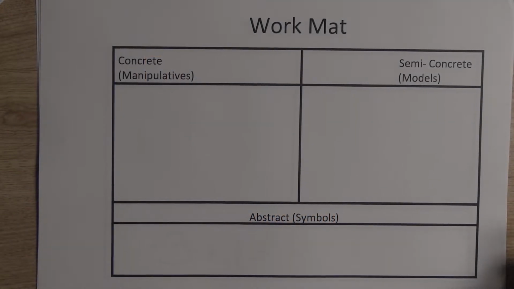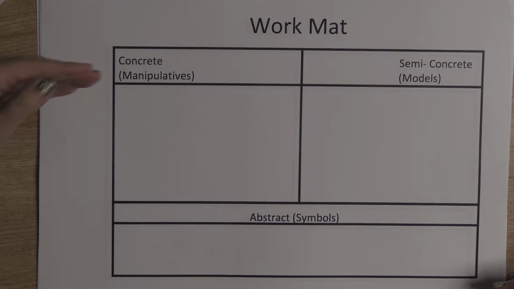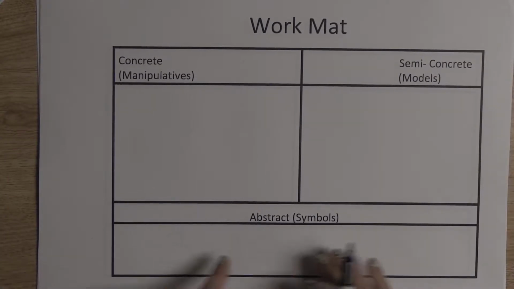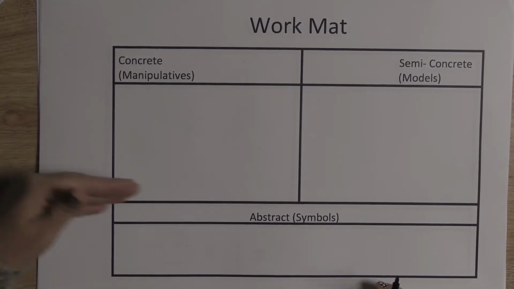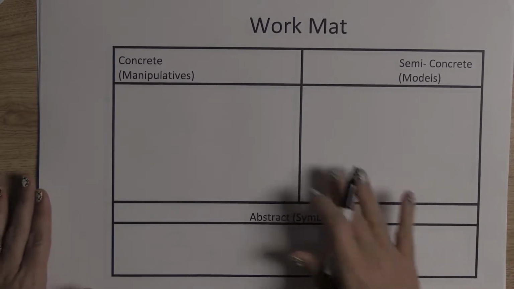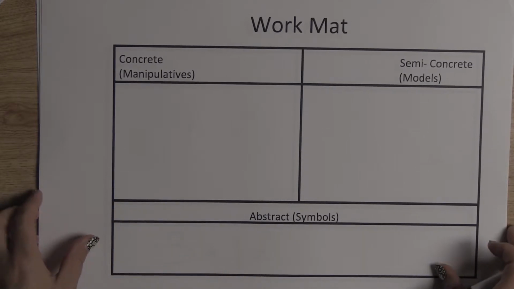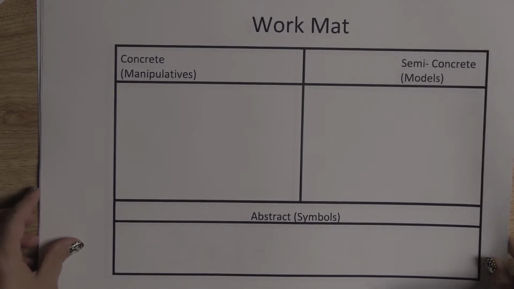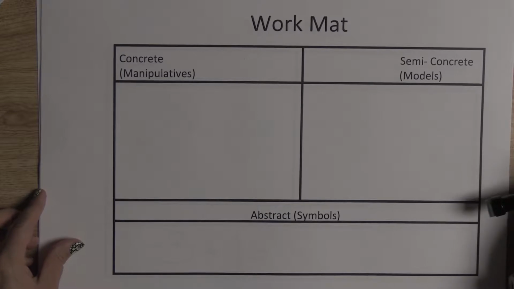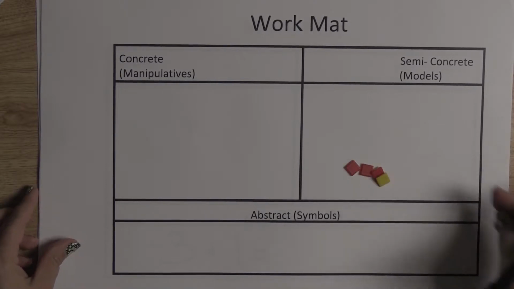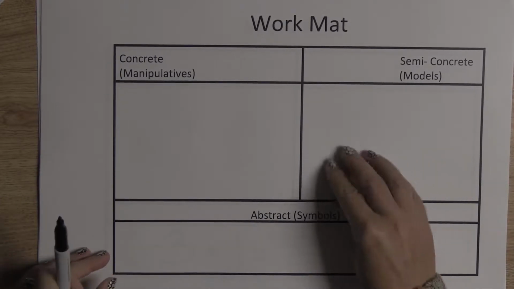Today I'm going to talk to you about our work mat that we have developed here at KVEC, and it follows the CSA model. That means it follows concrete, semi-concrete, and abstract. Concrete, we're going to have the manipulatives working here, the semi-concrete is here, and the abstract is down here. So you're going to see all of this together as we demonstrate using algebra tiles today. So these are some algebra tiles that we're going to be using today.